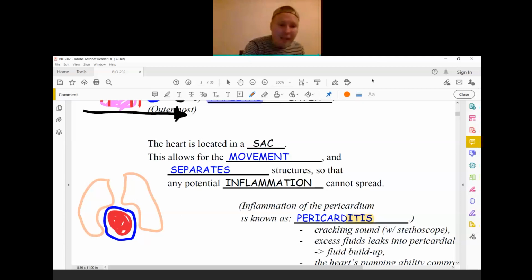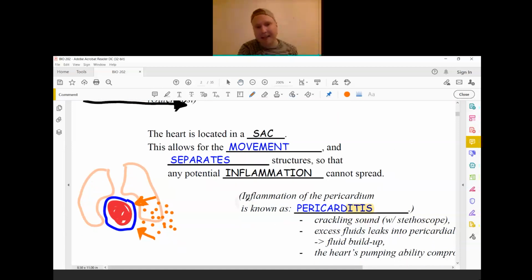Let's say that there's an inflammation here in our thoracic cavity, and inflammation spreads easily. But now, because the heart is inside this sac, it's not able to go and get the heart inflamed, which would be really, really bad news for us if it got inflamed. So that's the reason why we got the heart inside this sac.